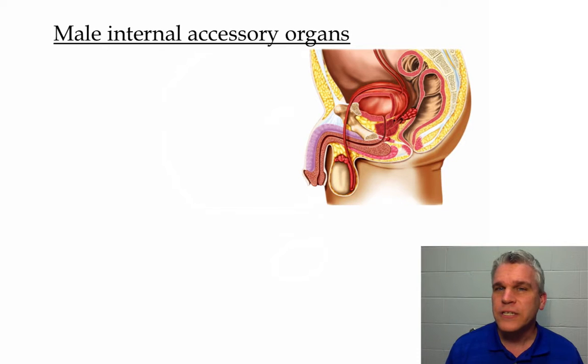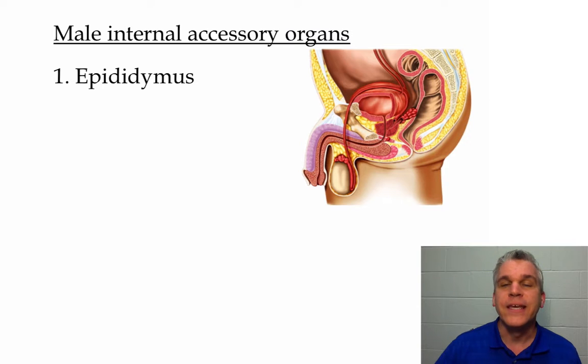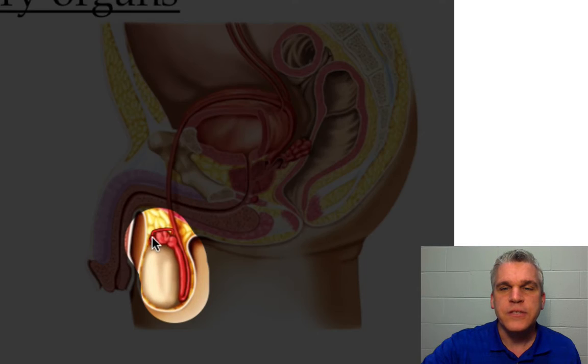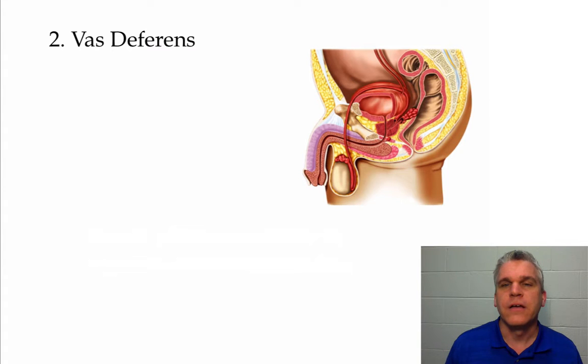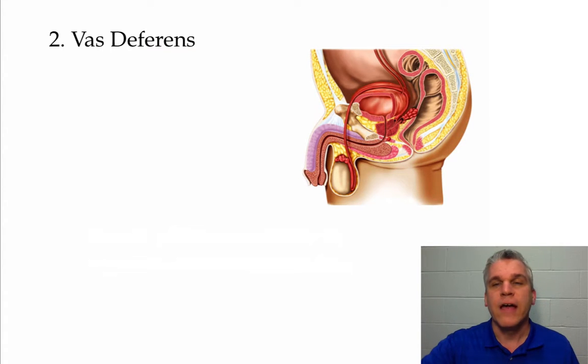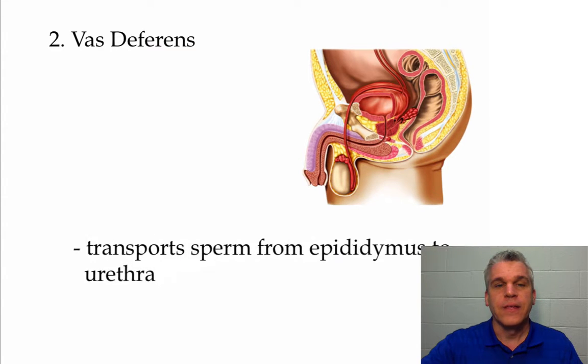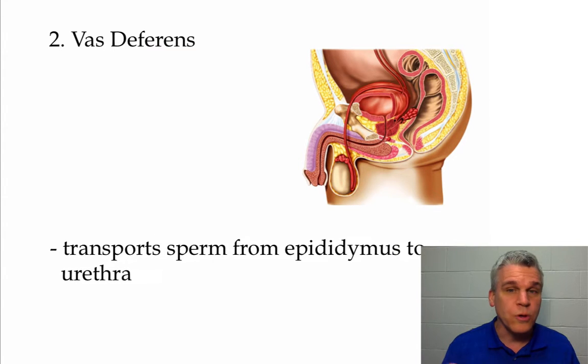Let's take a look at some of the internal accessory organs, and then we'll look at those external ones. Starting with the epididymis. So the epididymis is this small structure just on top of the testes. After the sperm cells have been made, they're not quite fully mature yet. So they're going to finish their maturation process in the epididymis. At some point, the sperm cells are going to leave the epididymis and travel through the Vas Deferens. So the Vas Deferens is simply a tube, and there's two of them, one for each testes, that transports the sperm from the epididymis to the urethra.